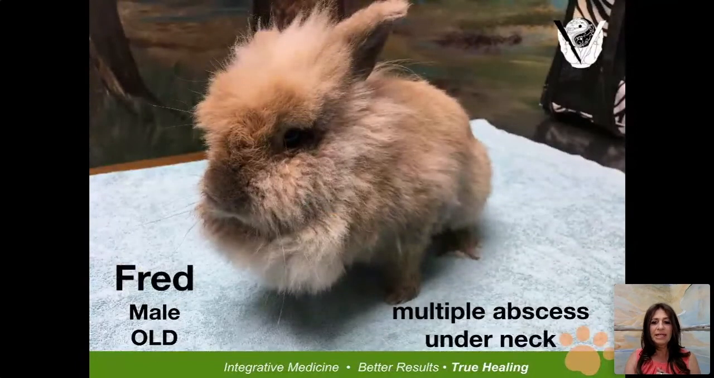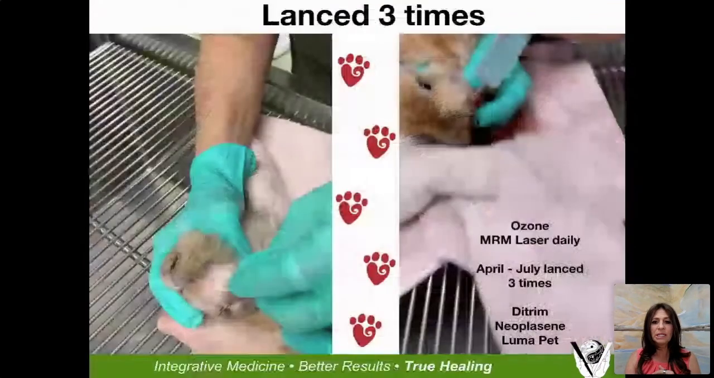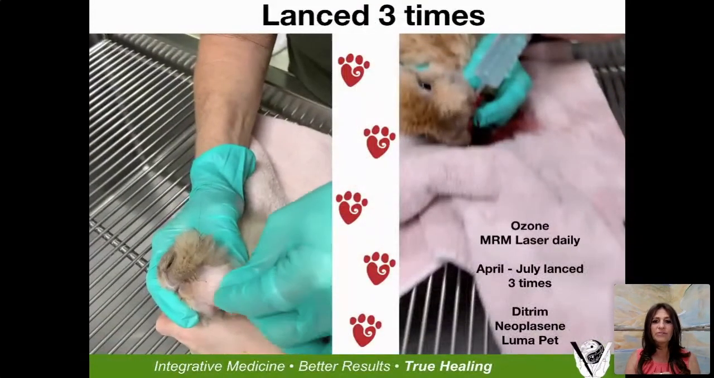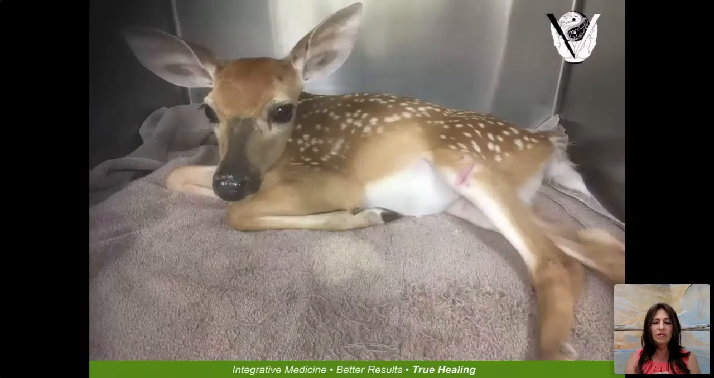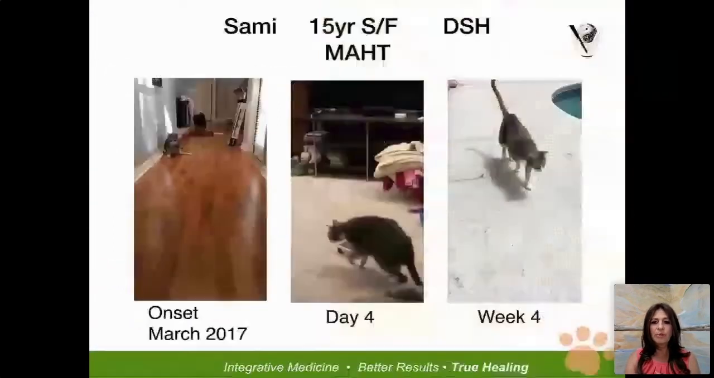This was Fred. He was coming in with abscesses under his chin. We lasered it, lanced it, ozone flush, and he did really well for a long time. A little deer that came in with a broken leg, we wanted to help stabilize her and boost her immune system before she went to rehab. And so we did all the therapies on her.